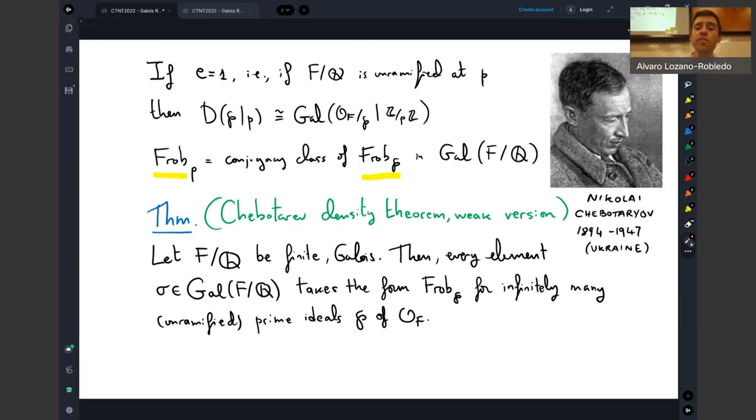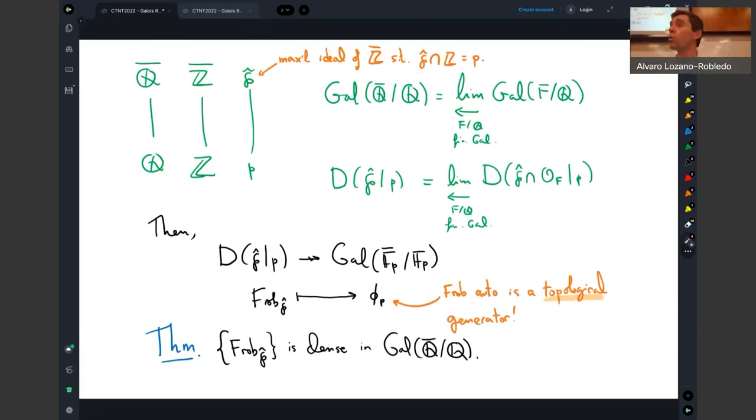So the Chebotarev density theorem, this is just a weak version of Chebotarev, where there is actually no discussion of the density of these primes. It says that if you have a finite Galois extension, then every element of the Galois group takes the form of a Frobenius for infinitely many primes. We can choose them to be unramified because there's only finitely many ramified prime ideals of the ring of integers. So I can construct an entire Galois group of a finite extension using Frobenius elements. Now, if you have an infinite extension, that is no longer true.